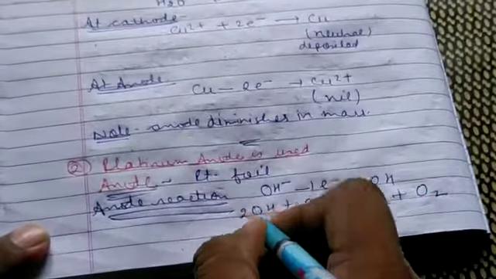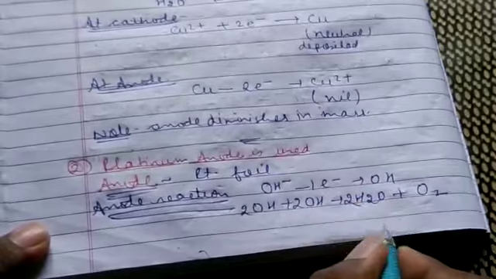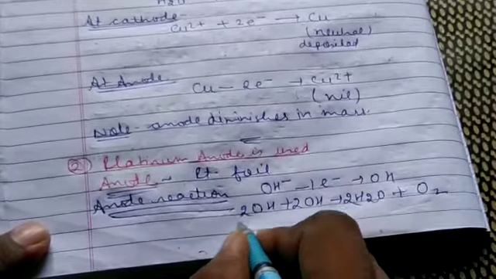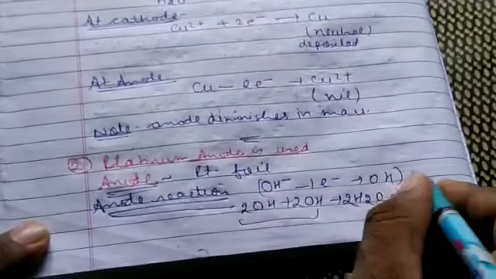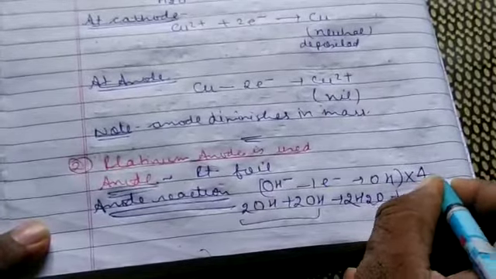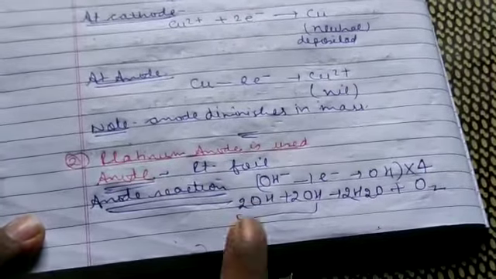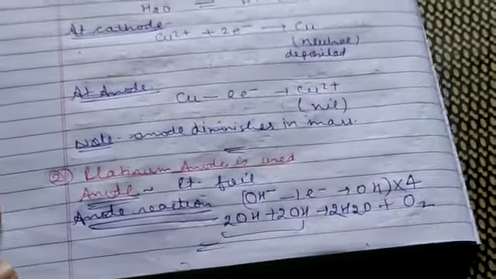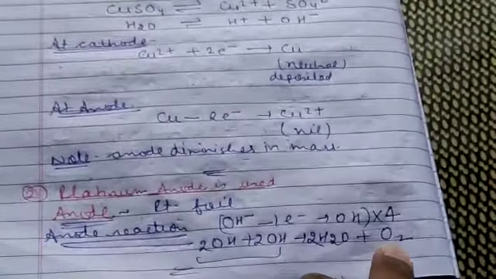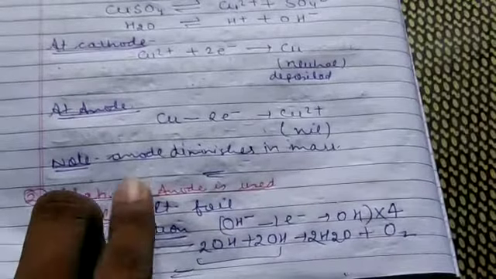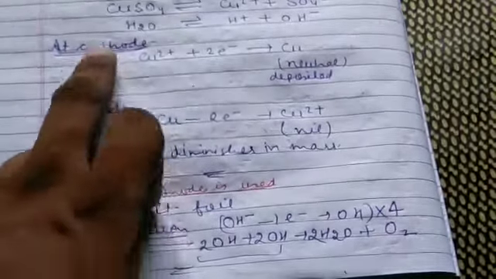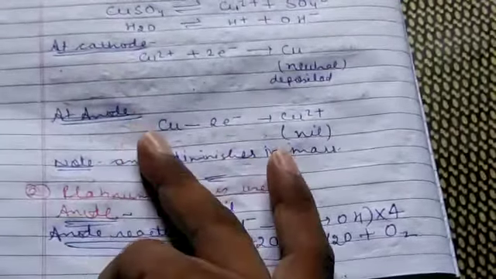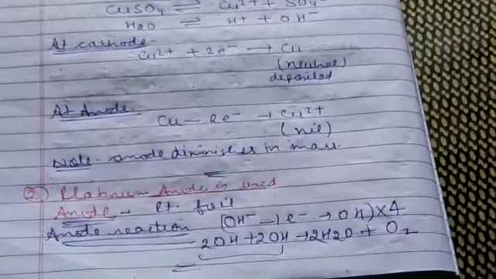Now balance it. 2OH gives H2O plus oxygen. Here you are using 4 OH groups, so you will multiply the first reaction by 4 for 4OH. So the change you will see is that oxygen will form at the anode while you are using platinum anode, and no product forms at the anode while you are using copper anode.